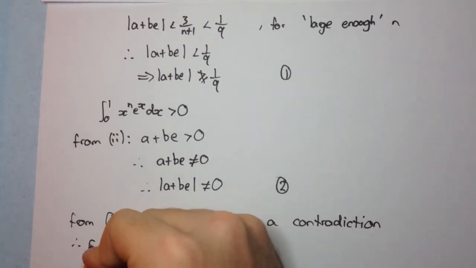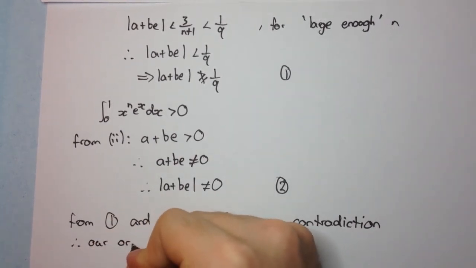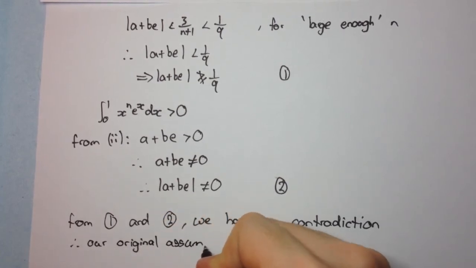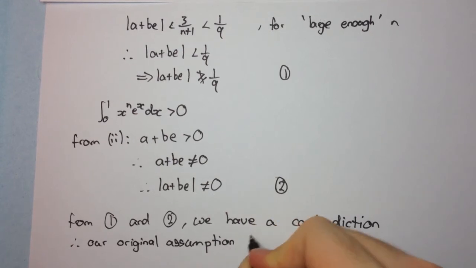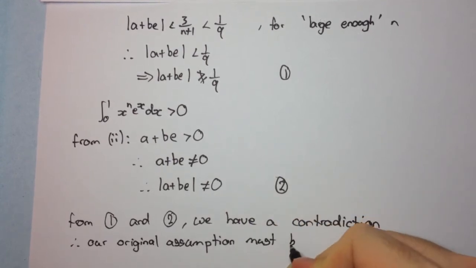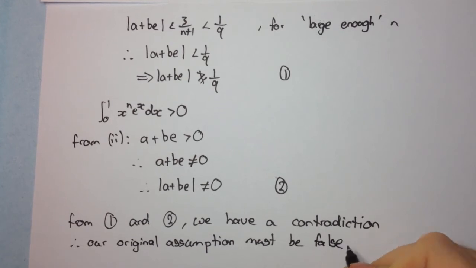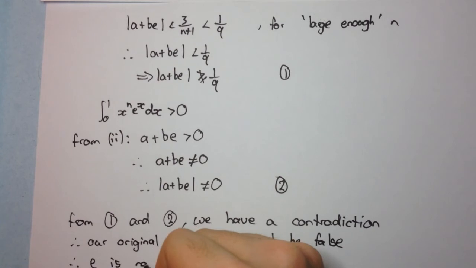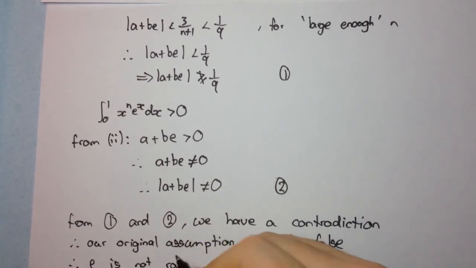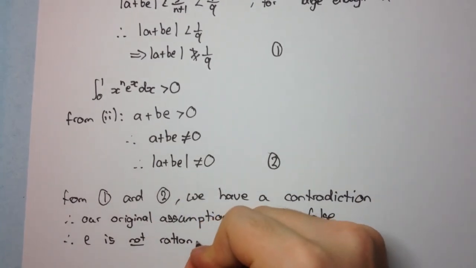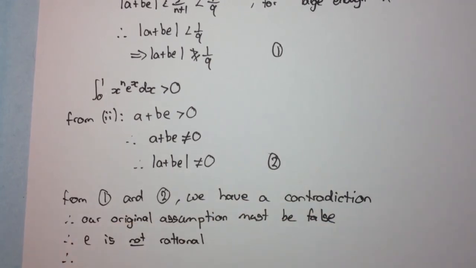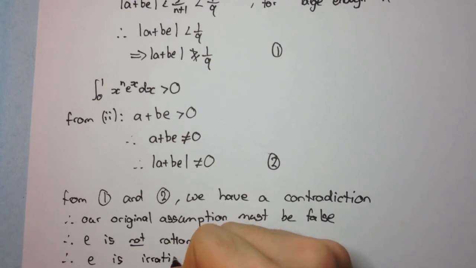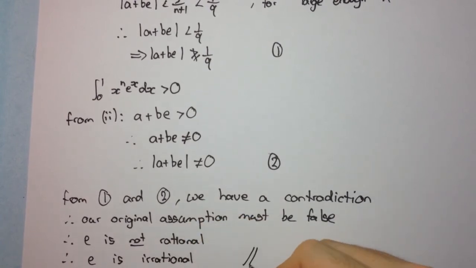So therefore, our original assumption must be false. Therefore, e is not rational, and finally, therefore e is irrational. Okay, and that's the end of the proof.